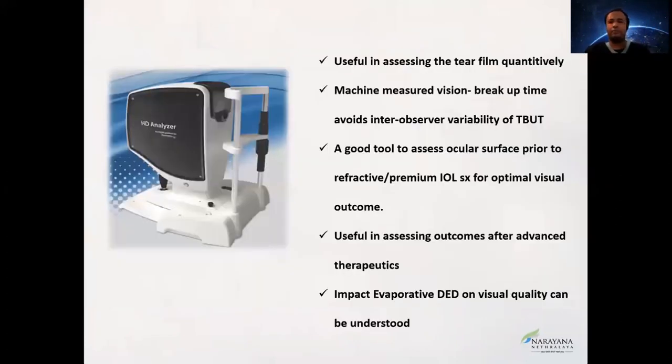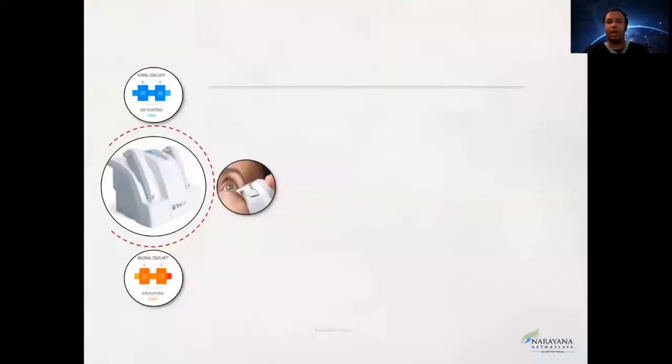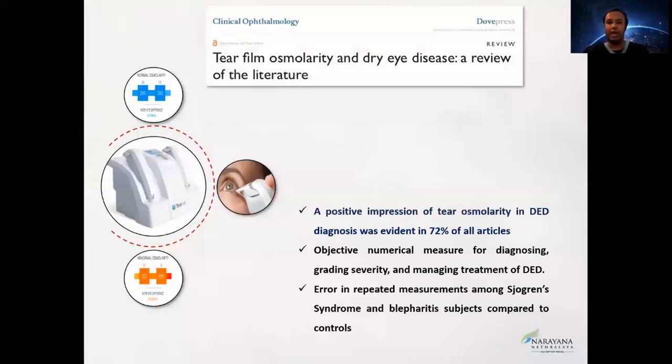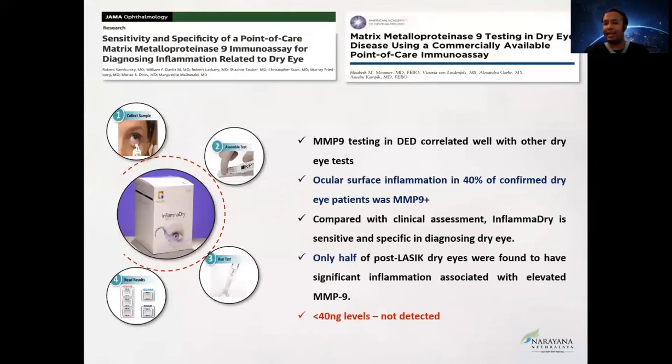Now, what is also important is that we have assessed a lot of imaging devices and imaging tools, but molecular analysis is also something you need to remember when you're looking at tear film analysis. I think many of you would know about the role of tear film osmolarity, documenting tear film osmolarity in dry eye disease. That is something on which many of us have read a lot of published articles. Even the role of various inflammatory markers, the InflammaDry kit, serially documenting MMP9 levels. But remember, anything which is less than 40 nanograms, levels are generally not detected. And MMP9 is generally not the only thing which is deranged.